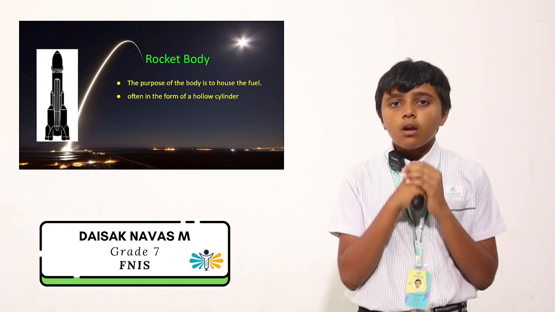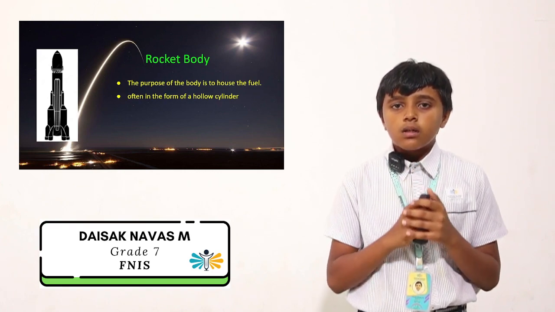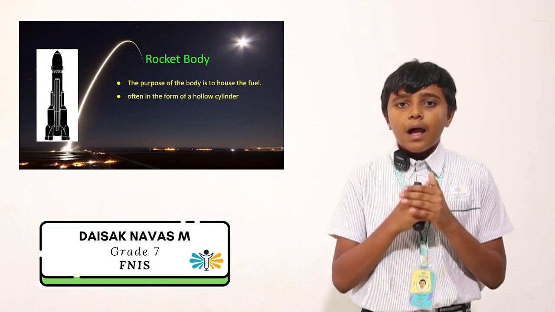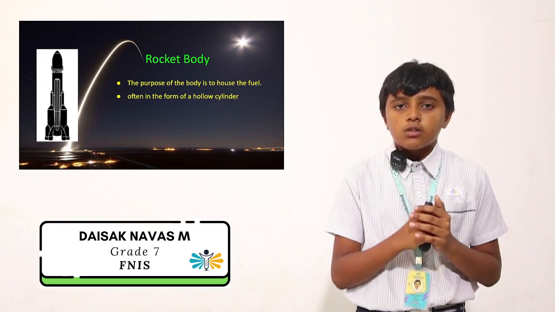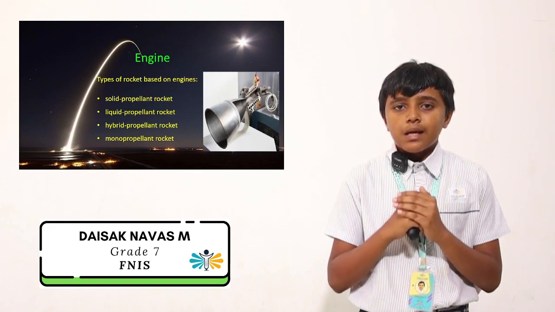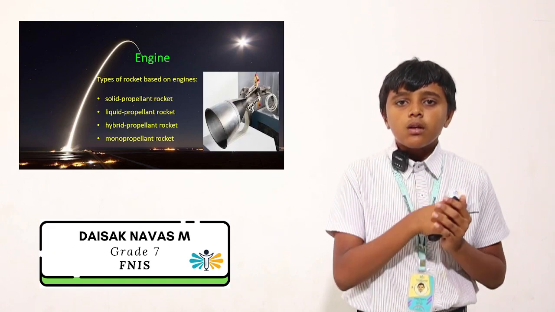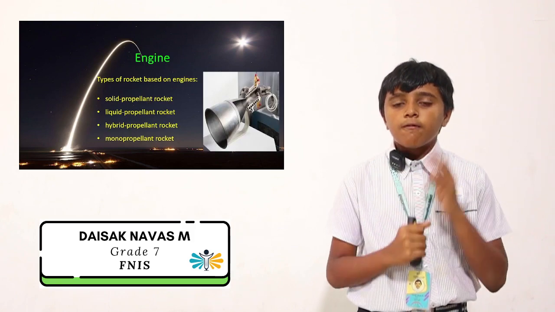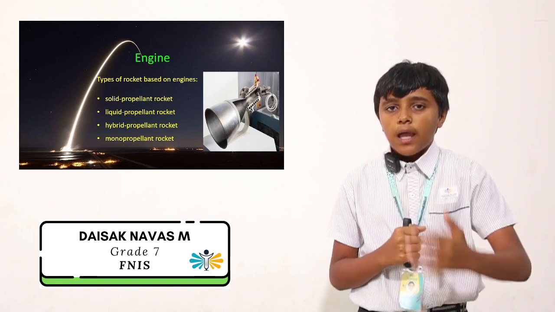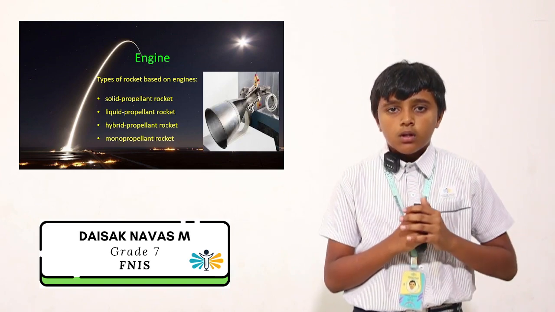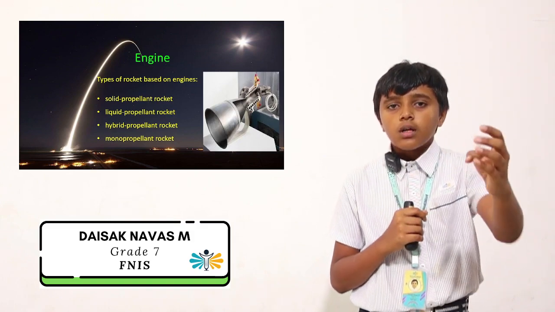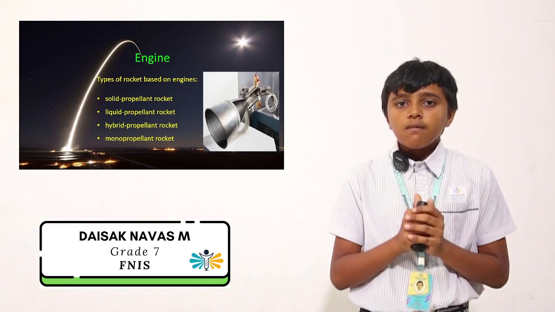Now we will see about the rocket engine. Rocket engines are reaction engines providing thrust by ejecting a mass rearward in accordance with Newton's third law of motion. Non-combusting forms of rockets, such as cold gas thrusters and nuclear rockets, also exist. There are 4 types of rockets. They are solid propellant rocket, liquid propellant rocket, hybrid propellant rocket, and monopropellant rocket. In this, there are 2 main categories of rocket engines. They are solid rockets and liquid rockets. Now we will see about them in detail.